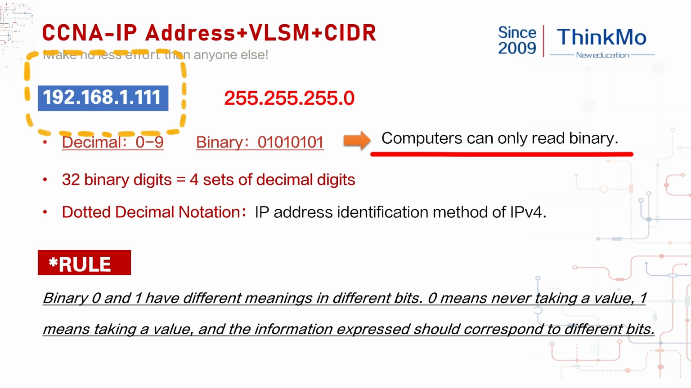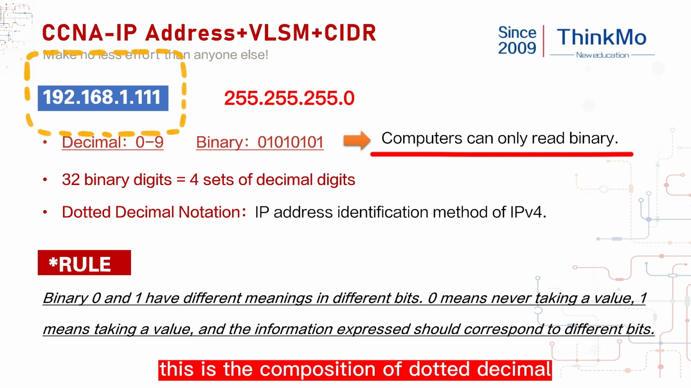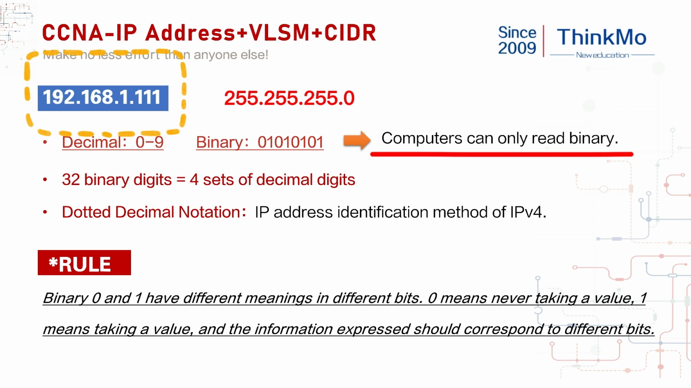192.168.1.111. A total of 4 groups, separated by 3 dots. We refer to this format as dotted decimal. This is the composition of dotted decimal. So you will find it formed so far.